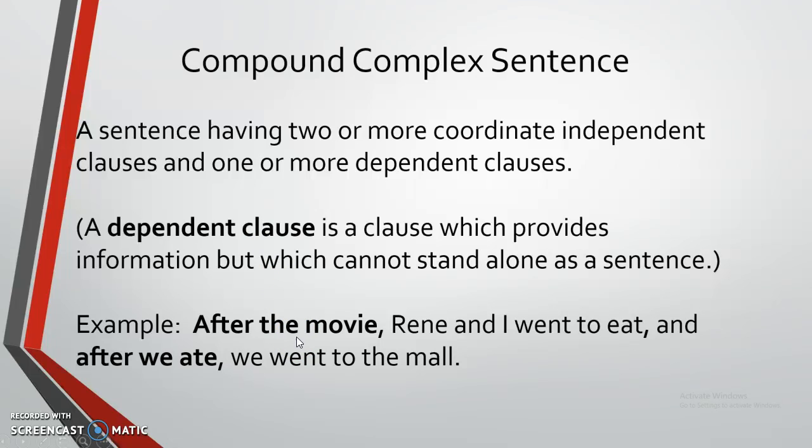After the movie, Renee and I went to eat, and after we ate, we went to the mall. This is a compound complex sentence with two dependent clauses, which are after the movie and after we ate. And it has two independent clauses being linked with the coordinating conjunction and. The independent clauses are Renee and I went to eat and we went to the mall. Please pause the video and write a compound complex sentence.